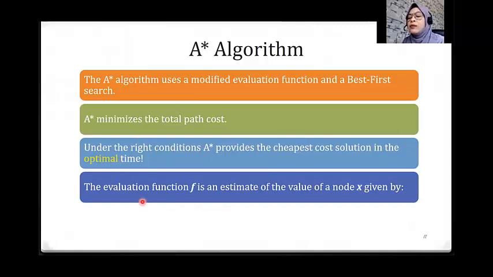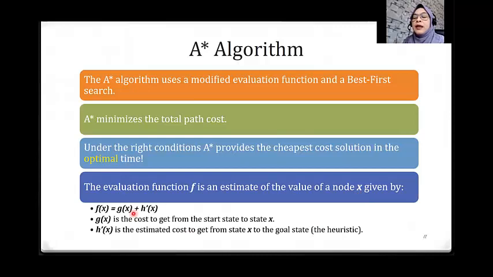The evaluation function f is an estimate of the value of a node x given by f(x) = g(x) + h'(x). g(x) is the cost to get from the start state to state x, while h'(x) is the estimated cost to get from state x to the goal state. This is the heuristic. We will have a look at an example later.